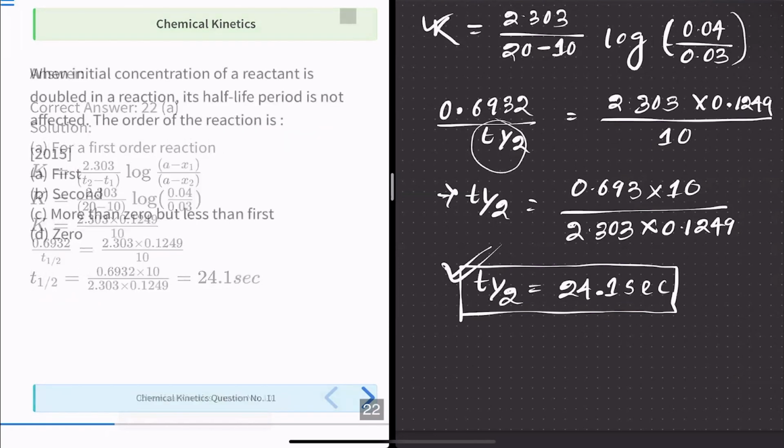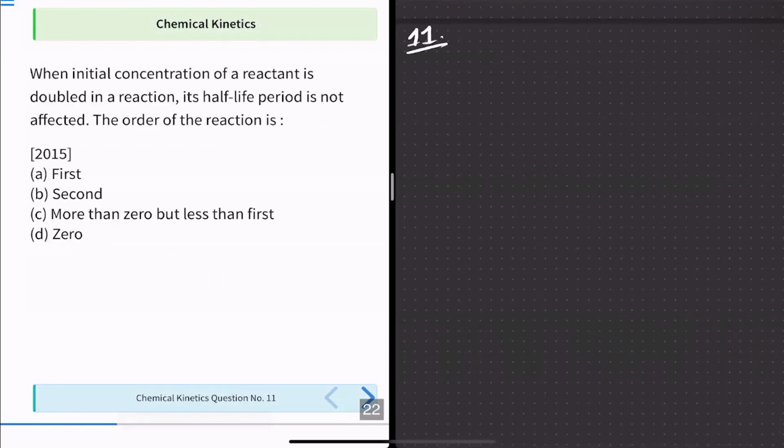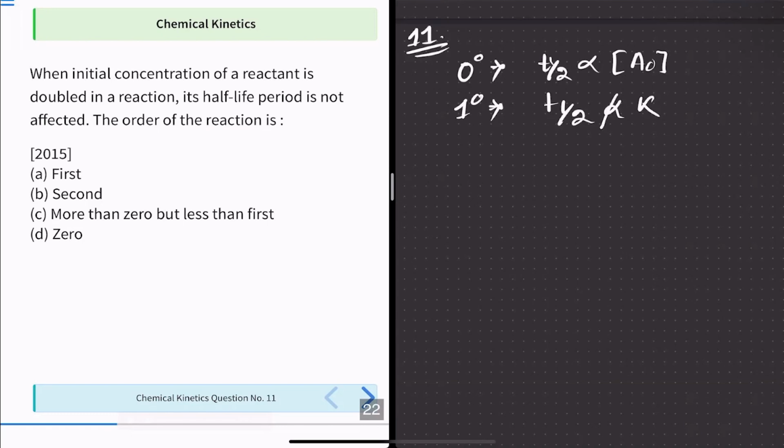Question number 11. When the initial concentration of a reactant is doubled in a reaction, its half-life period is not affected. Find the order of the reaction. Okay, I told you for zero order, the half-life is directly proportional to A naught. For first order, T half is independent of A naught, that is A naught to the power 0. For second order, it is reverse. That is, T half is directly proportional to 1 by A naught.